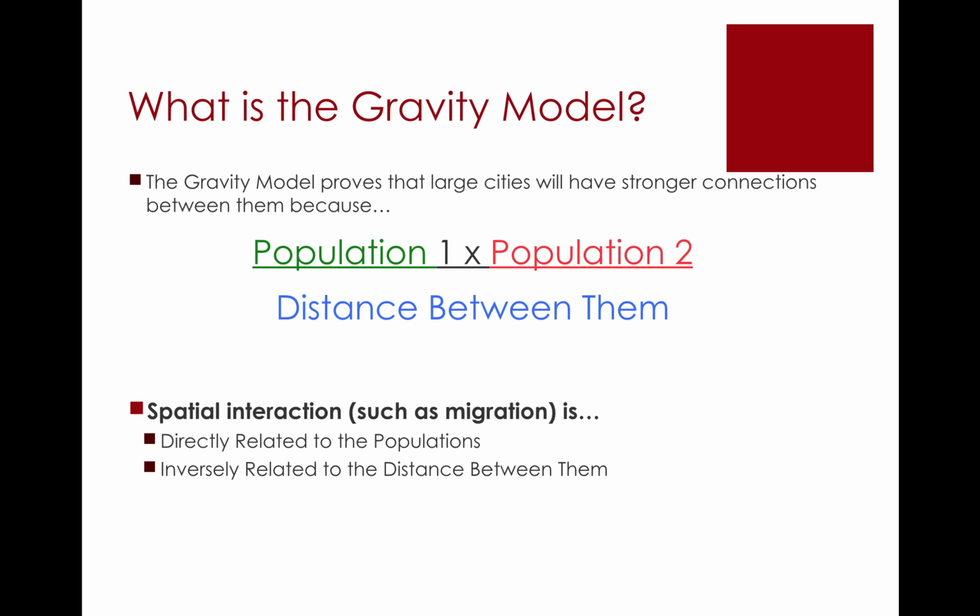New York and Shanghai are going to have significant pull because they're very large populations of City 1 and City 2. But it's inversely related to the distance between them. The distance between New York and Shanghai would mean that they would have fewer interactions than New York and Camden, New Jersey, which are directly next to each other. Yet, New York and Shanghai both have enormous populations, so the gravity model tells us there's still likely to be interactions and migrations between those two groups.